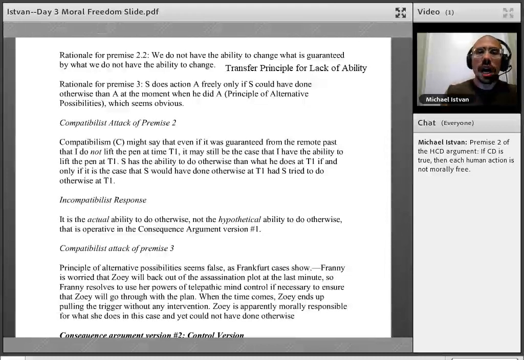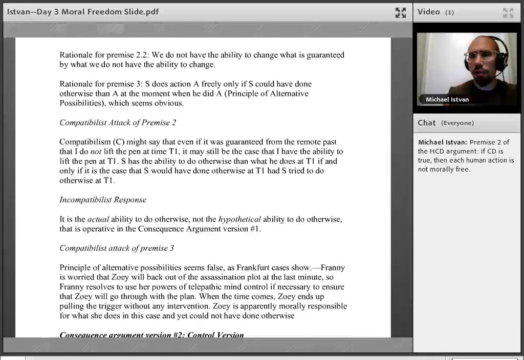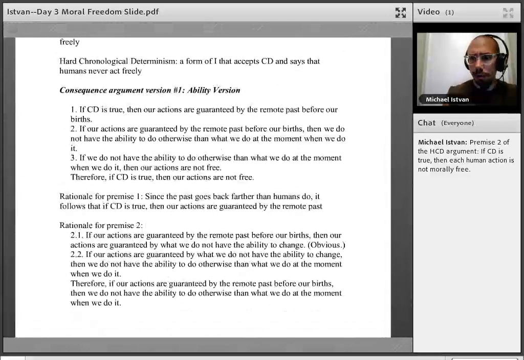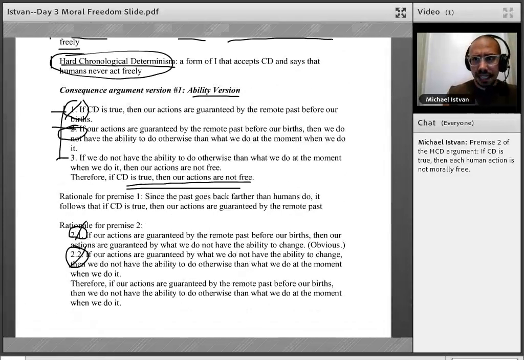Okay. So far, we did premise 1 and premise 2. I think they seem pretty obvious.